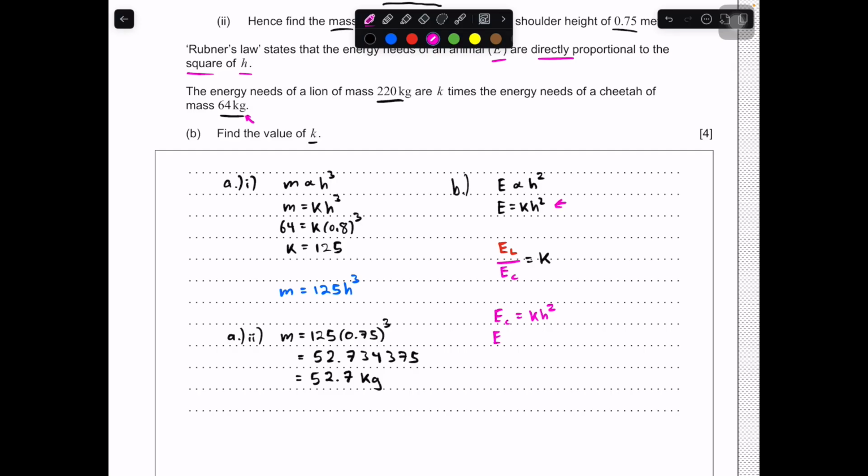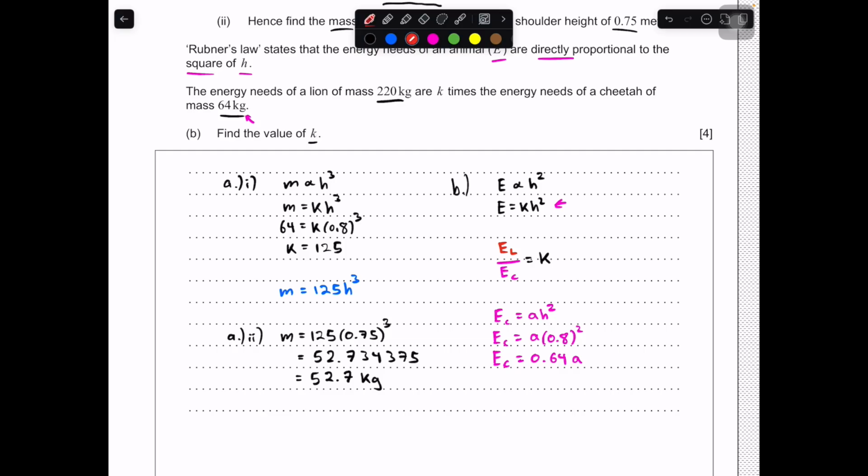So let's find the energy needs of this cheetah. It equals k, and then h, we said the cheetah was 0.8, squared. Let's work that out. 0.8 times 0.8 is 0.64k. Unfortunately, we've got a k here and a k here. They mean different things. You don't want to write too many variables. Maybe for this question we can replace this k with an a. So 0.64a. I think that will make things a little less confusing.